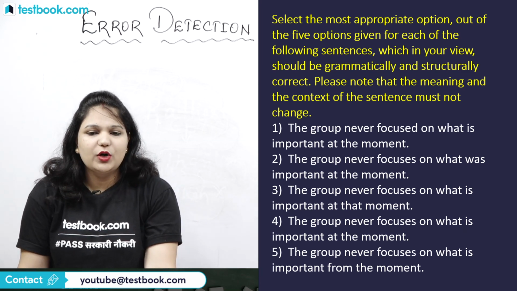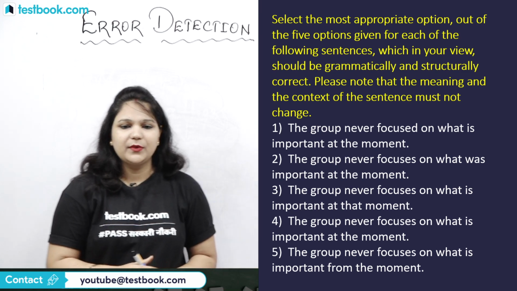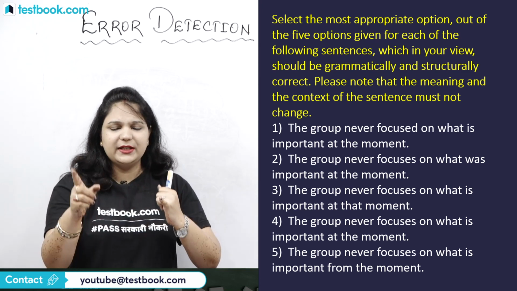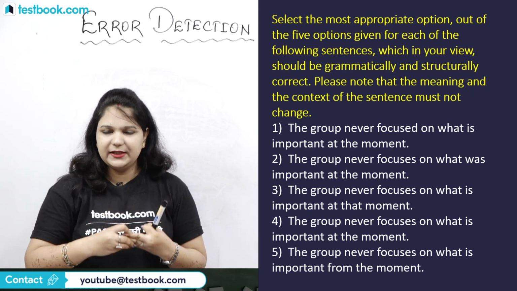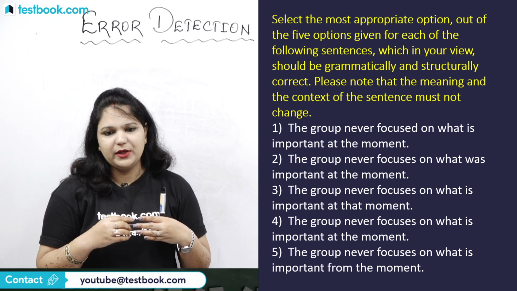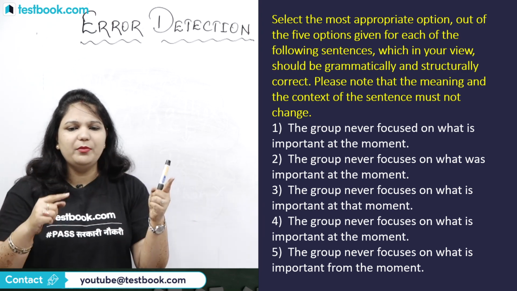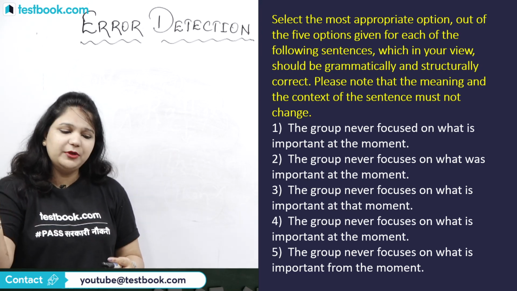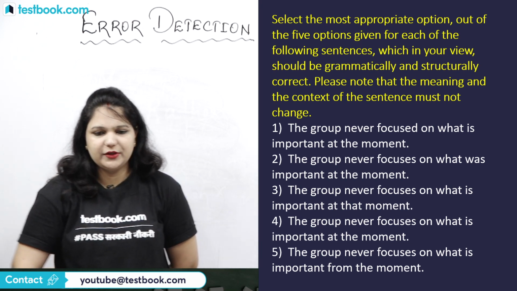The group never focused on what is important at the moment. Second says group never focuses on what was important at the moment. In first, I find out focused and is. In second, you find out focuses and was. Third says focuses and is. Fourth says never focuses on what is important at the moment. So in between option 3 and 4, the contrast is that moment and the moment. Option 5 says group never focuses on what is important from the moment. Option 4 is coming answer for this question. Okay.